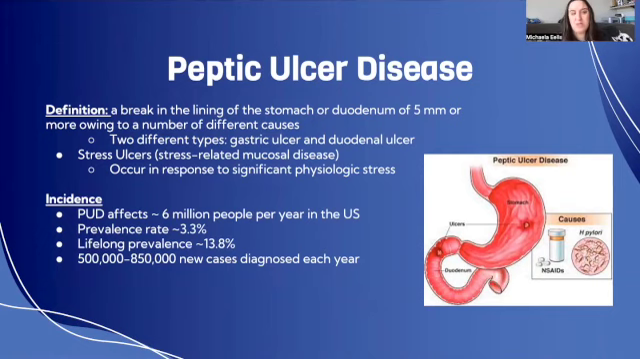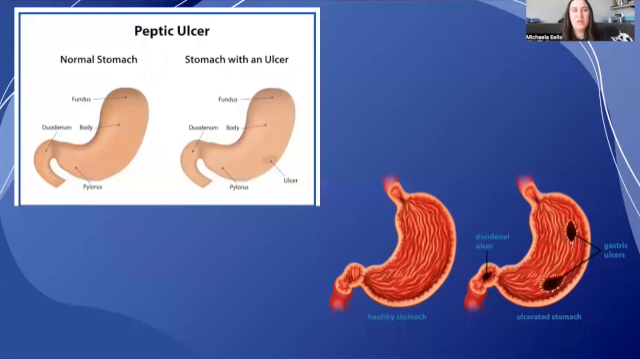Incidence, so this affects approximately 6 million people per year in the US. The prevalence rate is 3.3 and the lifelong prevalence is 13.8, and there's a whole bunch of cases diagnosed each year. So in these two pictures, the one in the top left corner shows a normal stomach. There's no ulcers there at all, looks good. And then the part on the right shows the stomach with an ulcer, that is going to be your gastric ulcer. There's no duodenal ulcer present. In the bottom corner of the other picture, you have the healthy stomach, and then you have your gastric ulcers as well. But this one also shows the duodenal ulcer and where that would be.